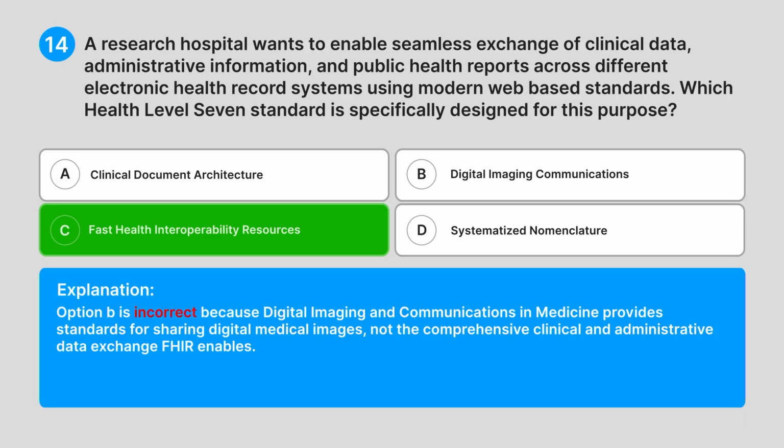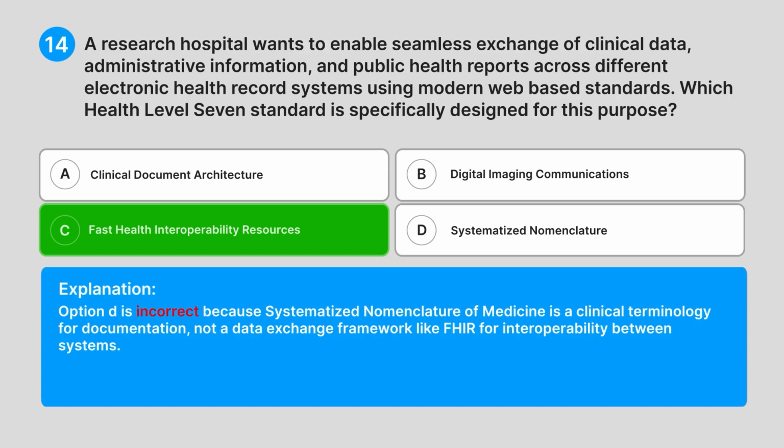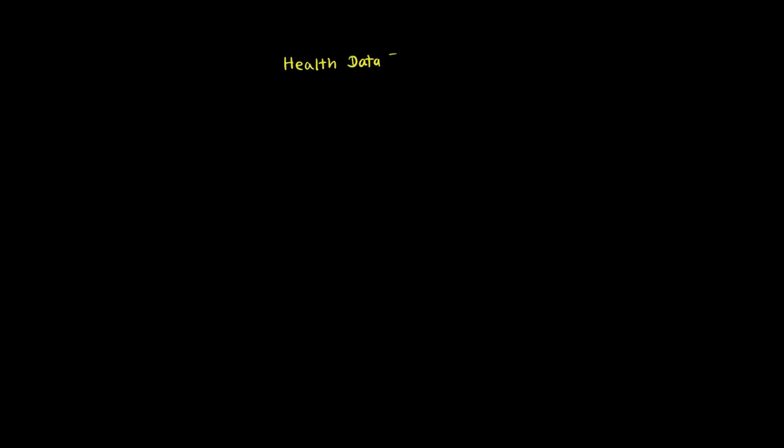Option B is incorrect because Digital Imaging and Communications in Medicine provides standards for sharing digital medical images, not the comprehensive clinical and administrative data exchange FHIR enables. Option D is incorrect because Systematized Nomenclature of Medicine is a clinical terminology for documentation, not a data exchange framework like FHIR for interoperability between systems. This is about understanding modern interoperability standards in healthcare.